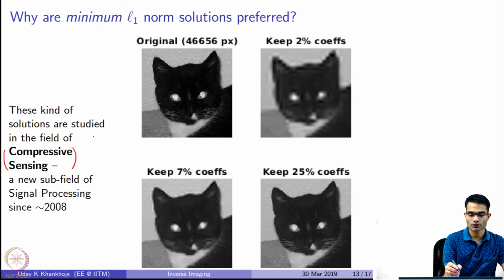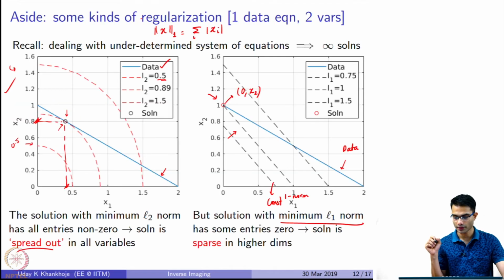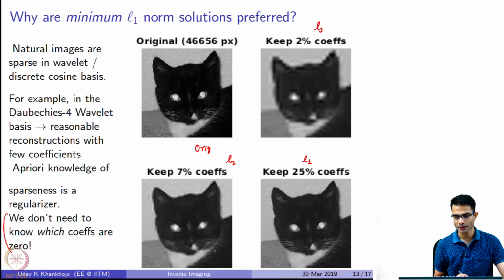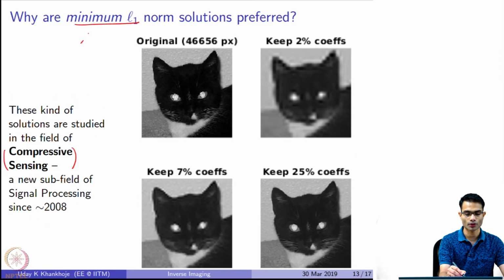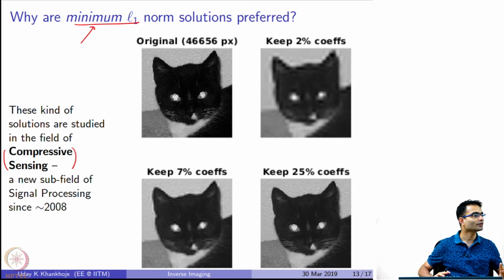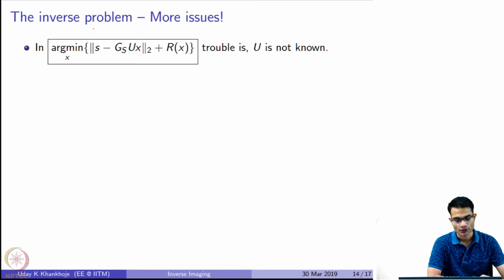So why minimum L1? We have seen that minimum L1 meant sparse. I know beforehand that my object is going to be sparse in the wavelet domain, right? So that's why I am going to solve my problem and enforce minimum L1 norm, so that I know I'll get a meaningful solution, right? That's the logic. So this was one problem.